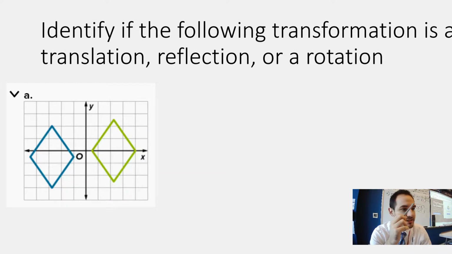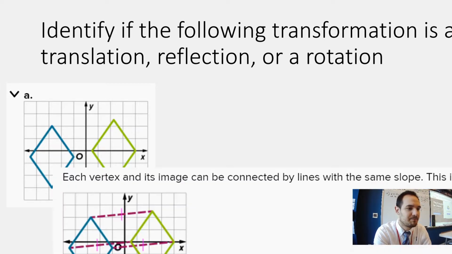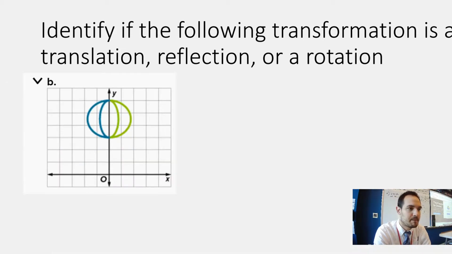On the green image, the image, not the pre-image, which is your blue, green is your after, the corners don't line up on the x-axis. So you can see they actually just moved it. They translated it a couple of places over, and they have the exact same slope. There are parallel lines to help you move it.